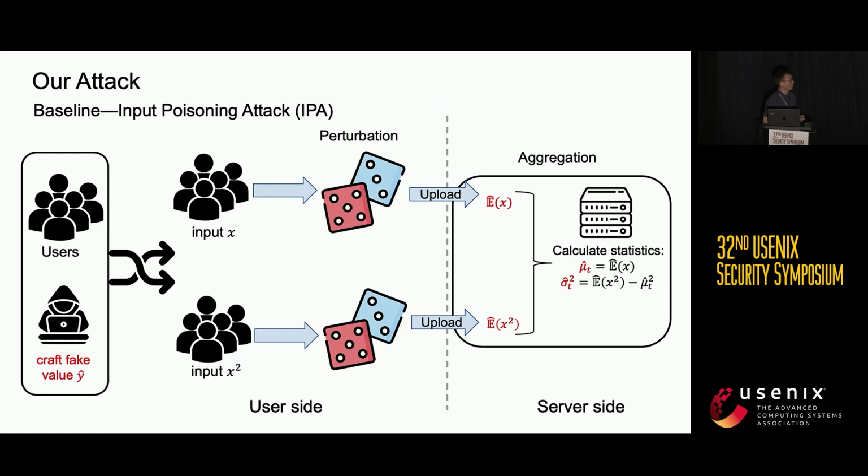In order to do that, we propose two types of data poisoning attack. The first attack is the input poisoning attack. It serves as a baseline. This is very straightforward. The attacker just sends false data to the input domain of the LDP. That's straightforward. It doesn't need to touch the perturbation function of LDP.